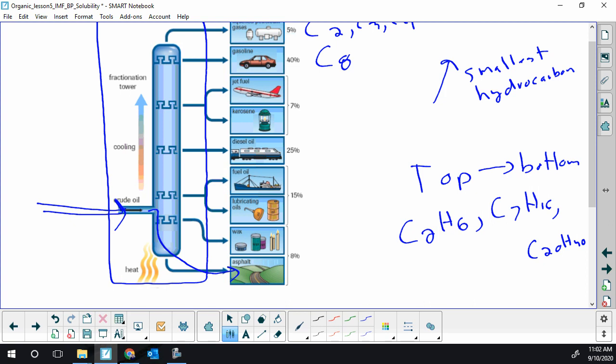Okay. You should also recognize this type of tower setup as fractional distillation. You could get a picture of this tower and ask, is that fractional distillation? Is that solvent extraction? Or is that maybe a couple words that are not even things covered in the course? You need to recognize this type of setup as fractional distillation.